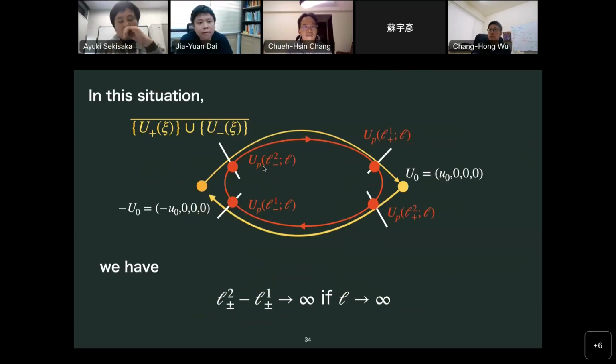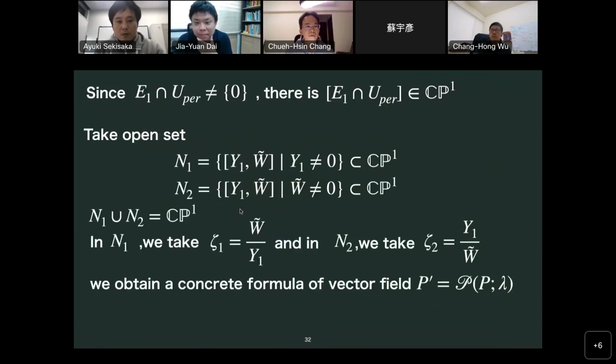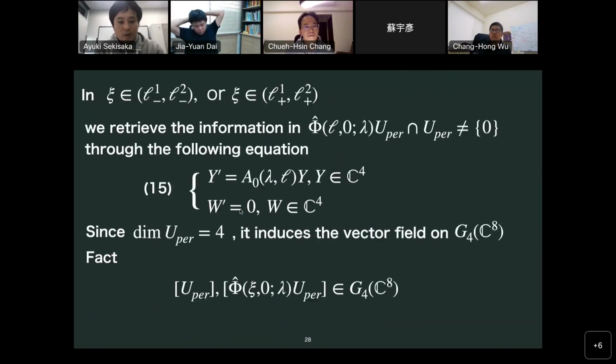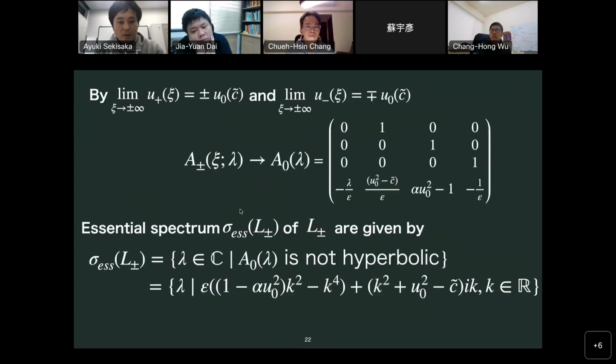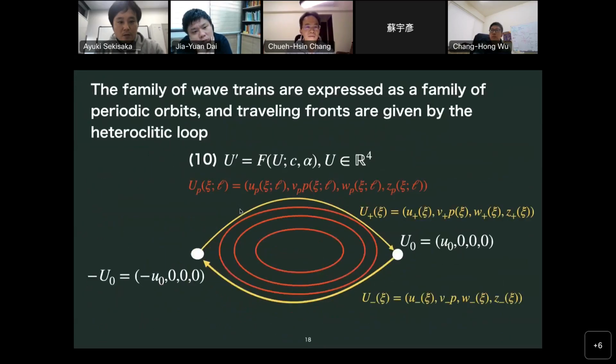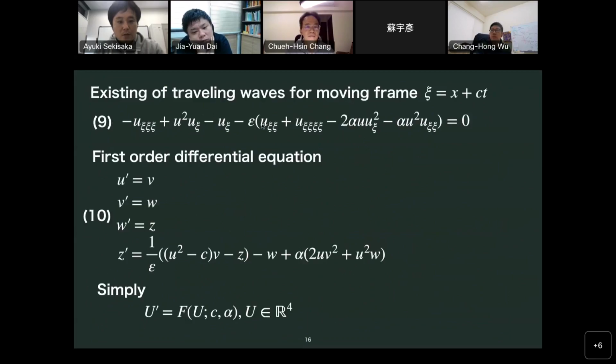Okay, so your question is why this picture holds in the four-dimensional space. The picture is a projection of the four-dimensional space to the two-dimensional plane. Is this true? Yes, true. So your question is about the original equations.